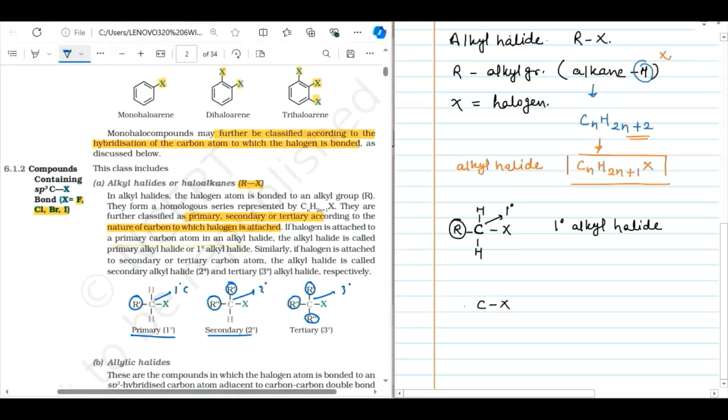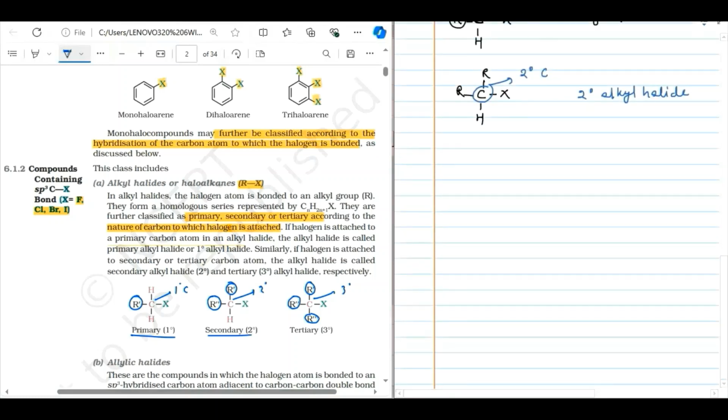If the carbon to which halogen is bonded has two other alkyl groups and one hydrogen, then the carbon to which halogen is bonded will be the secondary carbon and the alkyl halide will be secondary alkyl halide. Now, if the halogen is bonded to the carbon and this carbon is bonded to three alkyl groups, then the carbon to which halogen is bonded is the tertiary carbon and the molecule will be called as tertiary alkyl halide.